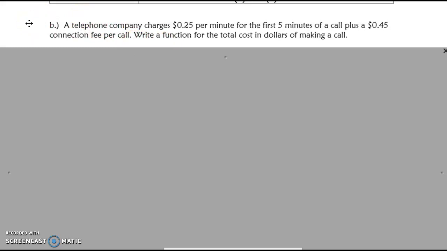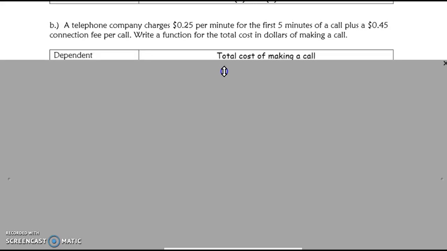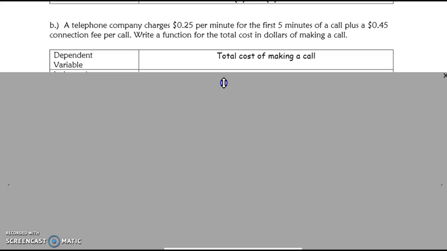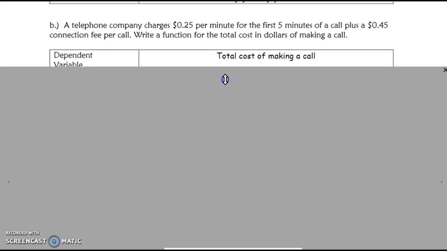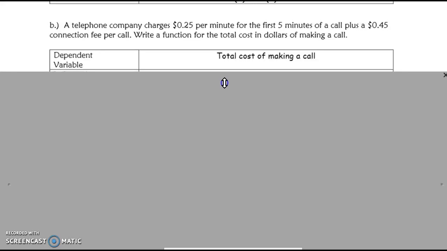So here we have a telephone company, it could be a cell phone company, that charges 25 cents per minute for the first 5 minutes and a flat 45 cents connection fee. So what do we have for the dependent variable? What did you write for the dependent variable, James? Okay, so the dependent variable is going to be, now the connection fee is a given, right? We know what the connection fee is, correct? So does that change on anything? Doesn't depend on anything. So the dependent variable is going to be the total cost of the call. That's what we're trying to figure out. What's the total cost of making a call?